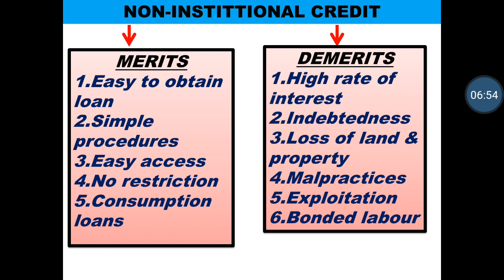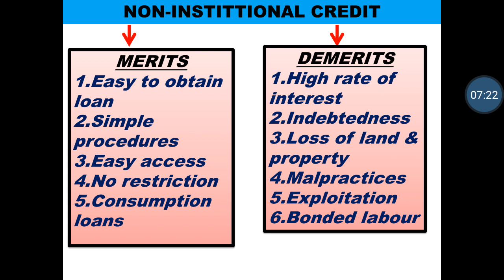Next is loss of land and property. It is one of the biggest problems which we face in this credit system. Generally, the farmers lose their land and property because they are not able to pay the loan, and they take a loan on the basis of land and property. So when they cannot repay the loan, they have to lose both their land and property. Next is malpractice. It is one of the biggest problems faced in non-institutional credit.